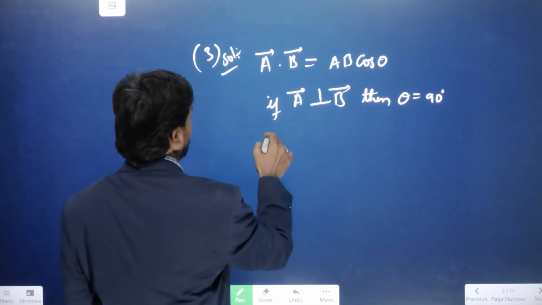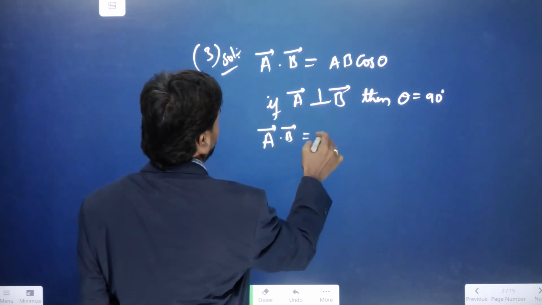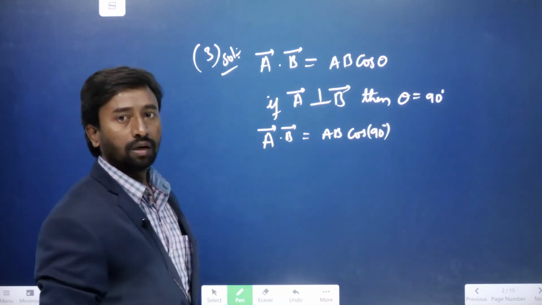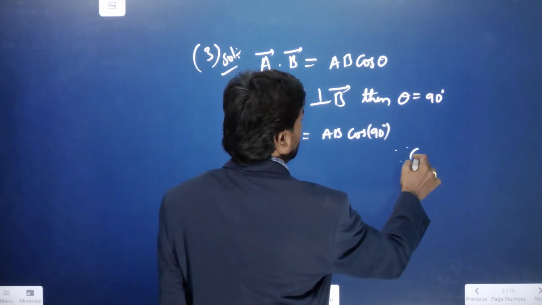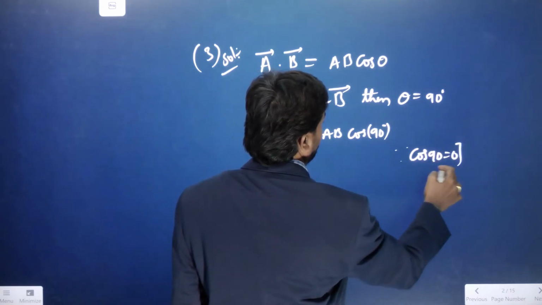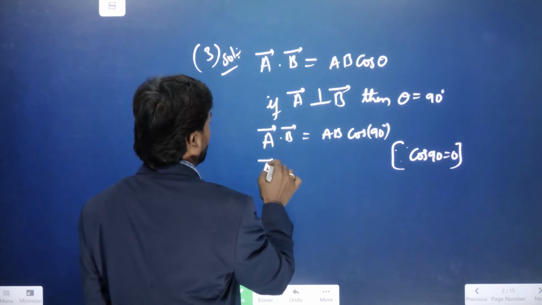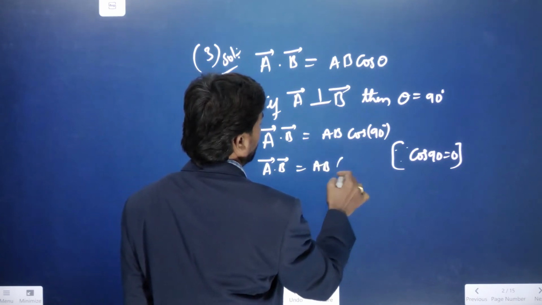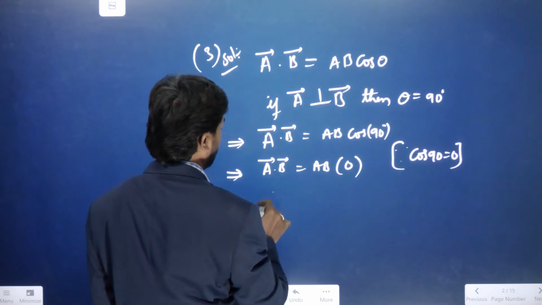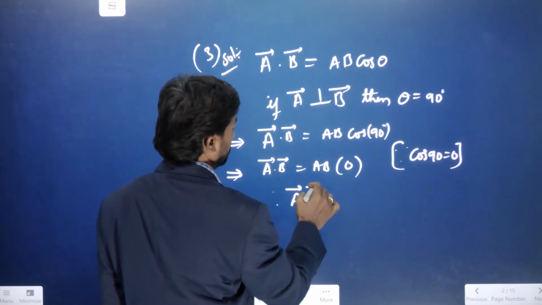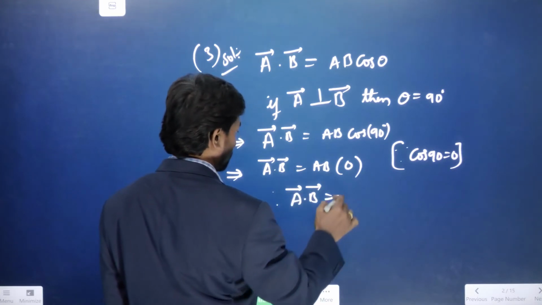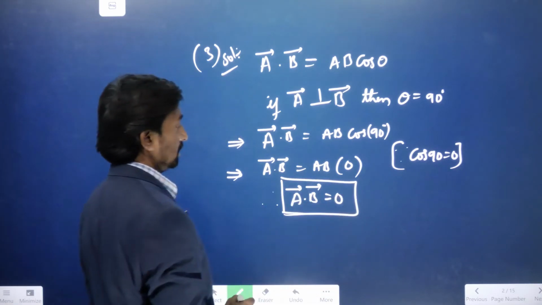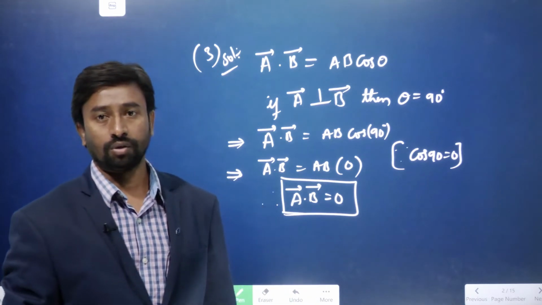Then a bar dot b bar is equal to ab cos 90. So what is the value of cos 90? Cos 90 value will be 0. So a bar dot b bar is equal to ab into 0. Therefore we get a bar dot b bar equals 0. So the dot product of two vectors is 0 if they are perpendicular to each other.